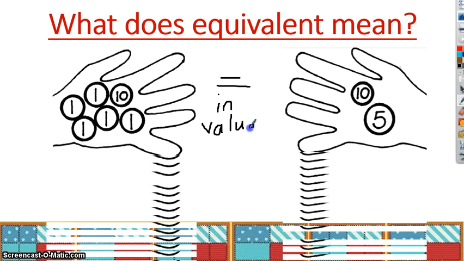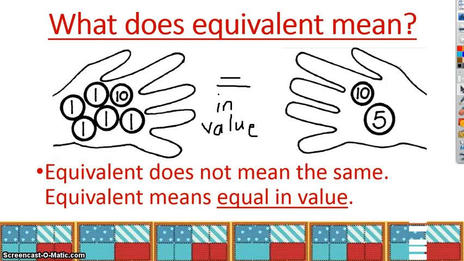Yes, this person on the left has more coins, but the person on the right's coin, the nickel, has more value than one of this person's coins, the pennies. The dimes are the same, and 5 pennies is equal in value to this nickel. So these two people have amounts of money that are equal in value, and that's precisely what equivalent means.